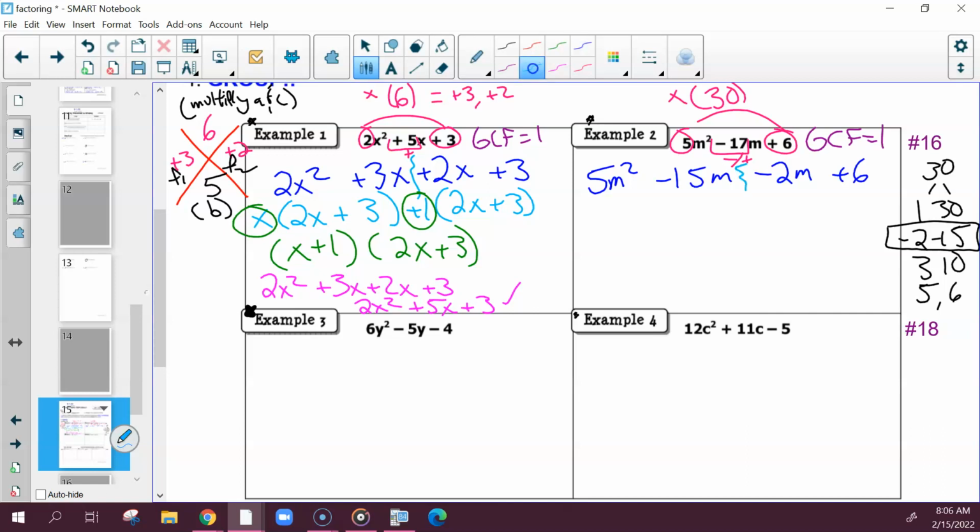And then I'm going to split this down the middle. What could I divide out of the first 2? 5. Is that the only thing they have in common?